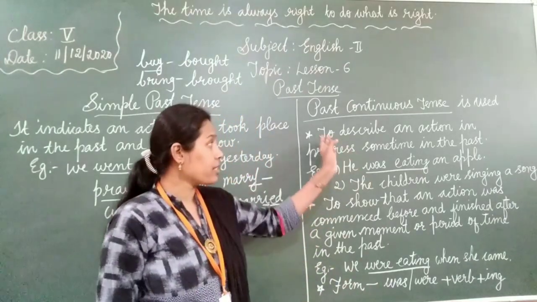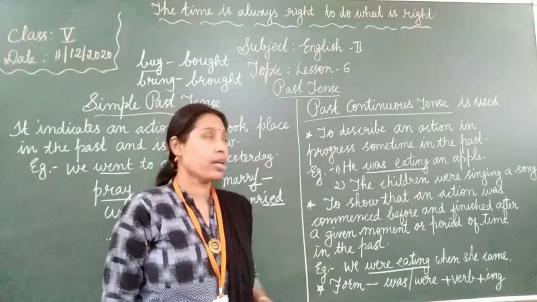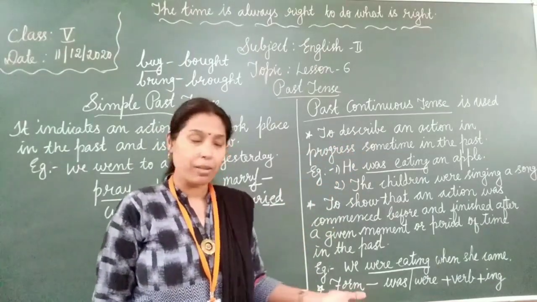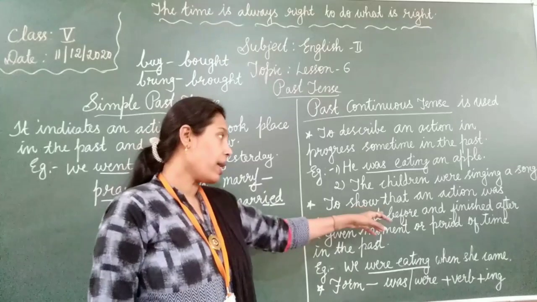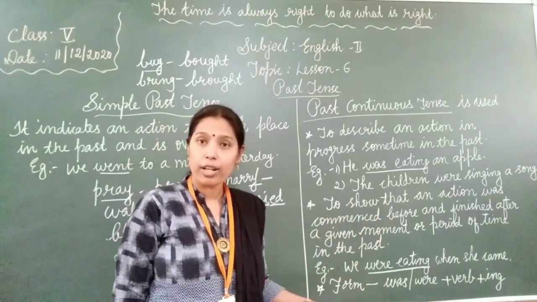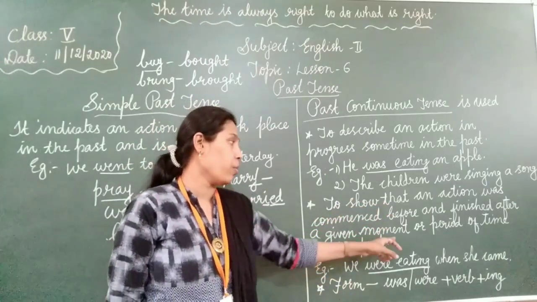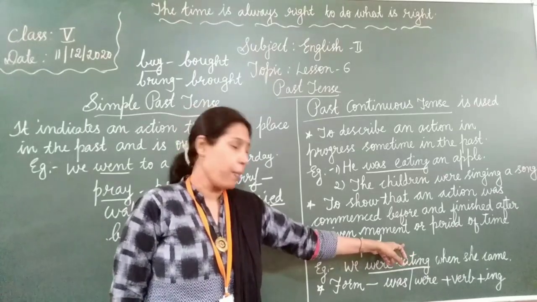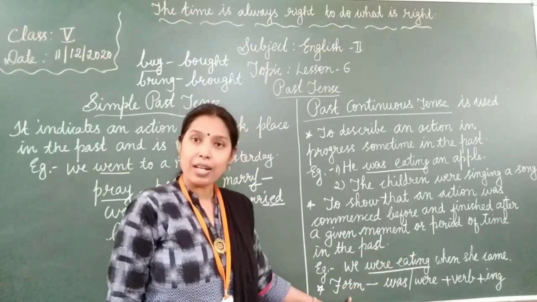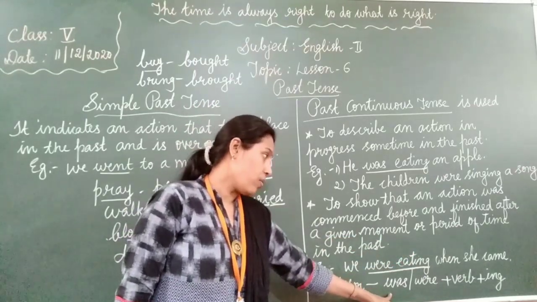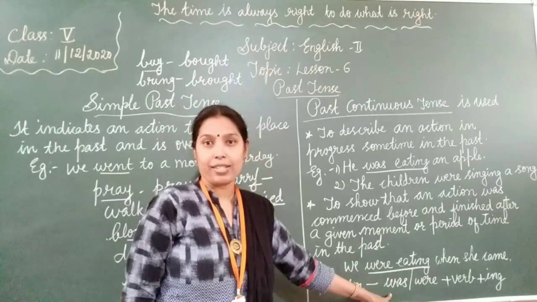And past continuous tense is used to describe an action in progress sometime in the past, or to show that an action was commenced before and finished after a given moment or period of time in the past. And the form for past continuous tense is was or were plus verb plus ing.